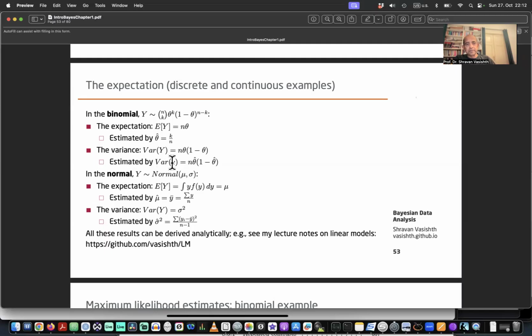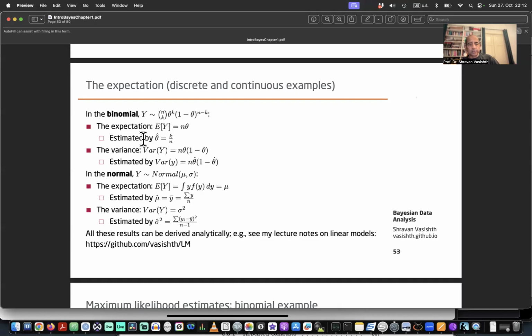And the variance can be computed by n times theta multiplied with 1 minus theta, right? So you can also estimate the variance given some data by just multiplying the number of trials with your estimate of theta in this equation here, right? So you can get estimates of the expectation and the variance from a particular data set that you have.